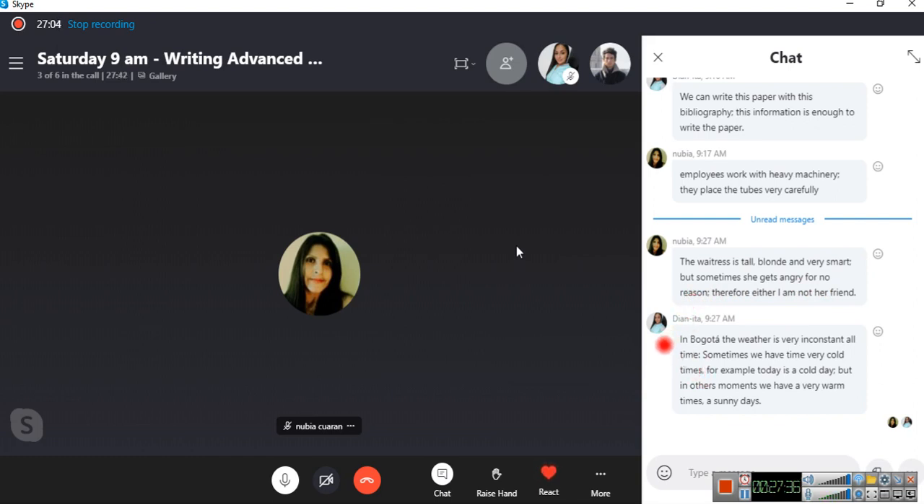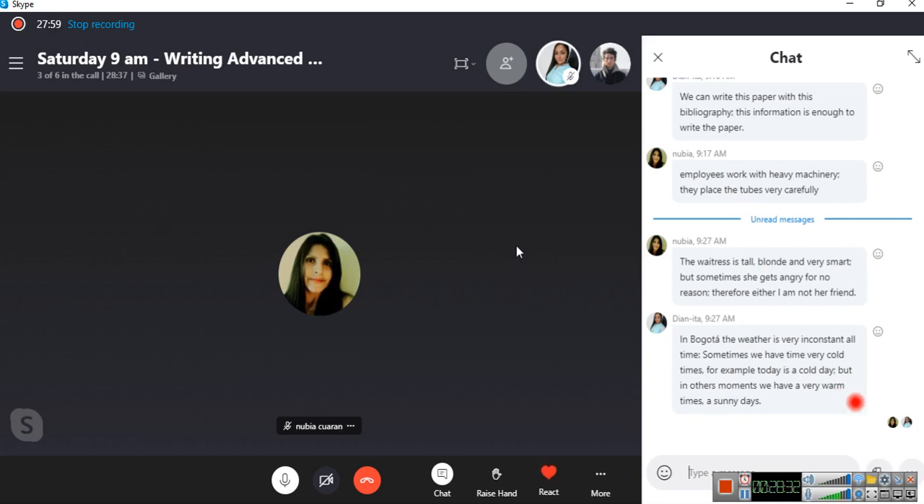Now let's read Diana. In Bogota, the weather is very inconstant all the time. Sometimes, okay, when you write sometimes, you need to write lowercase because this is a colon. That's fine. Sometimes we have time very cold. Wait. Sometimes we have time very cold times. No. Okay, I'm guessing you made a typo. It's fine. Sorry. Yes. No problem. Sometimes we have very cold times. Ah, okay, I get it now. Sometimes we have very cold times; for example, today is a cold day; but in other moments, we have very warm times, sunny days.